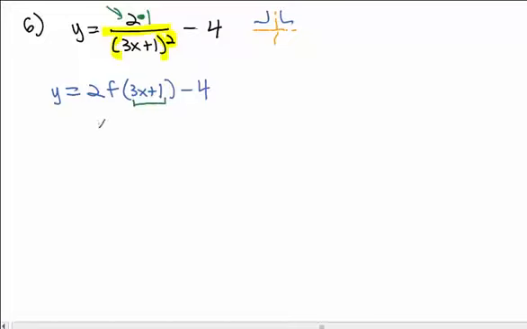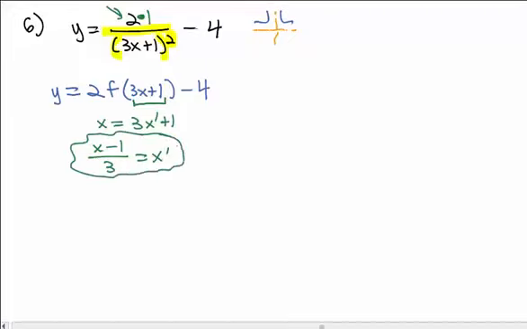Again, the stuff inside the function affects how the x is going to change. x is 3x prime plus 1. So solving, we have to subtract 1 and divide by 3. That's equal to x prime. Again, the y's are what happens outside, where y is the function. So y prime equals 2y minus 4.